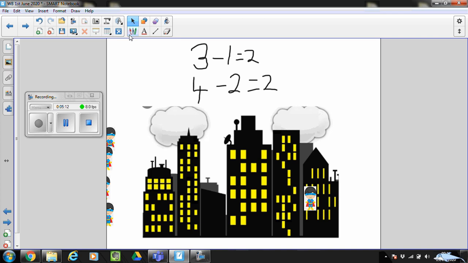Let's have a go together now. So what did we start with? We started with 5. We subtracted, so took away 4 superheroes, and we still had 1 superhero left.